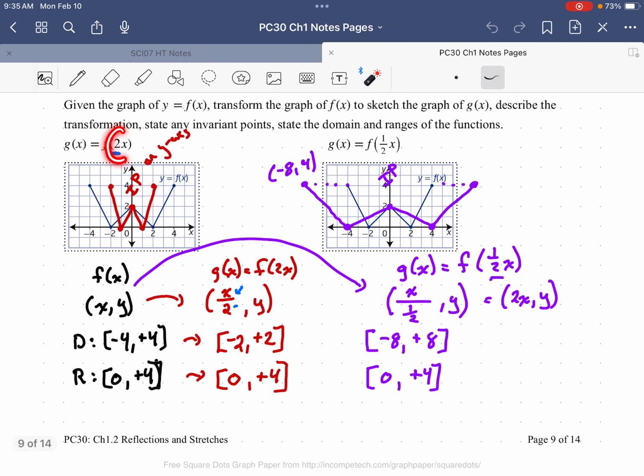When it's attached to the x value, we do the opposite. We're timesing the x by 2, so we divide it by 2. Here we're times it by 1/2, so we multiply by 2. We do the opposite when it's attached to the variable.